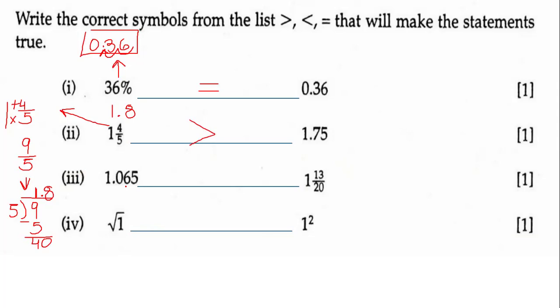1.065. Mr. Petit, I have one question. Yeah, what's your question? How is 1.8 greater than 1.75? 1.8 is like 1.80. Do you understand what I'm saying? 1.8 is like 1.80. You understand what I'm saying? Okay, good.